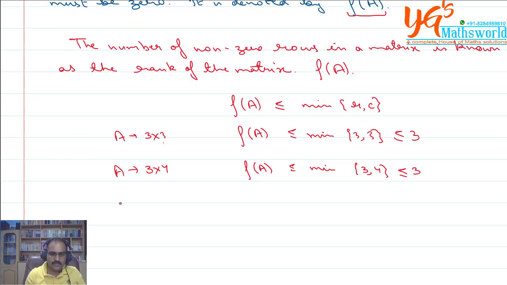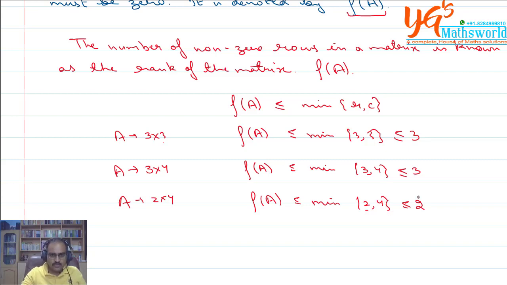Similarly, if I have a matrix of 2 by 4, rank of A will be less than or equal to the minimum of 2 and 4. Now from 2 and 4, which is minimum? 2. That means rank will be less than or equal to 2. We will not consider 4 or 3. Okay, it will be either 2 or less than 2. But the minimum rank of any matrix is always 1.